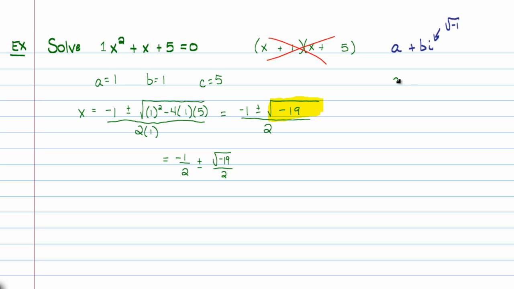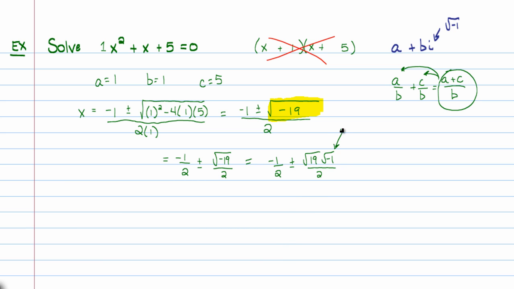And this comes from a theorem you learned a long time ago. If you have a over b plus c over b, that's equal to a plus c over b. And all I did is I worked from this and split it apart. So it's a over b plus c over b. In other words, it's -1 over 2 plus or minus the square root of -19 over 2. And now we'll go ahead and write this as -1/2 plus or minus the square root of 19 times the square root of -1, all over 2.